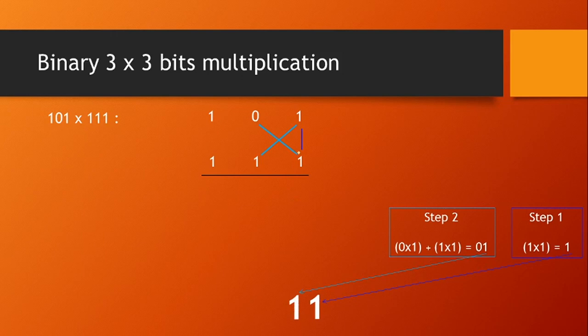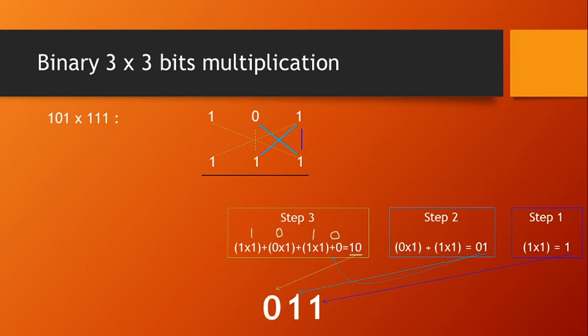What is step 3? Multiplication of all the diagonal elements. So 1 into 1 plus 0 into 1 plus 1 into 1, plus the previous bit from step 2, which is 0. So 1 into 1 is 1, plus 0 into 1 is 0, plus 1 into 1 is 1, plus 0. So 0 plus 1 is 1, 1 plus 1 is 10, plus 0. So the result is 10, where 1 is the carry and 0 is the sum. Keep the sum in the result, and 1 will be carried out to the next step.